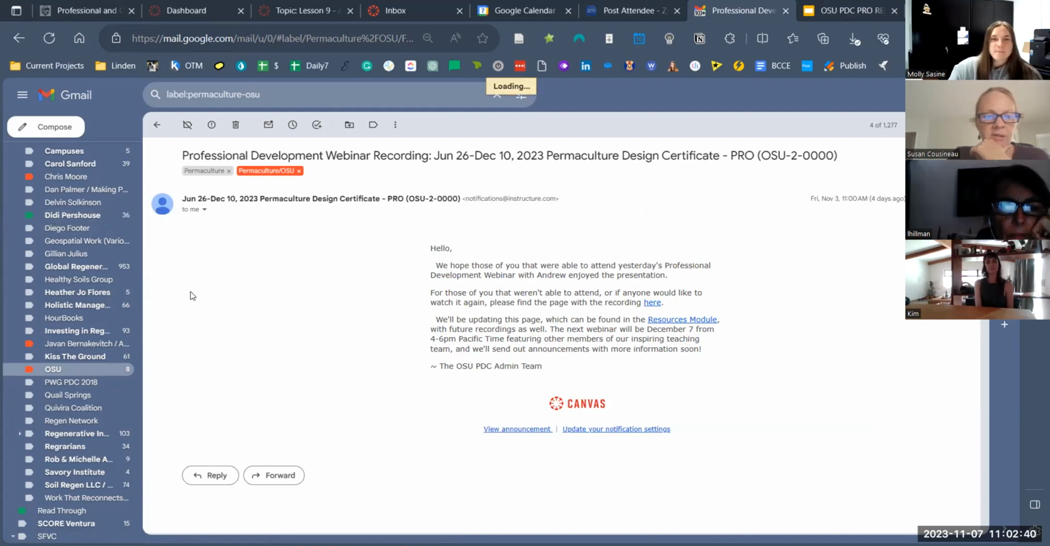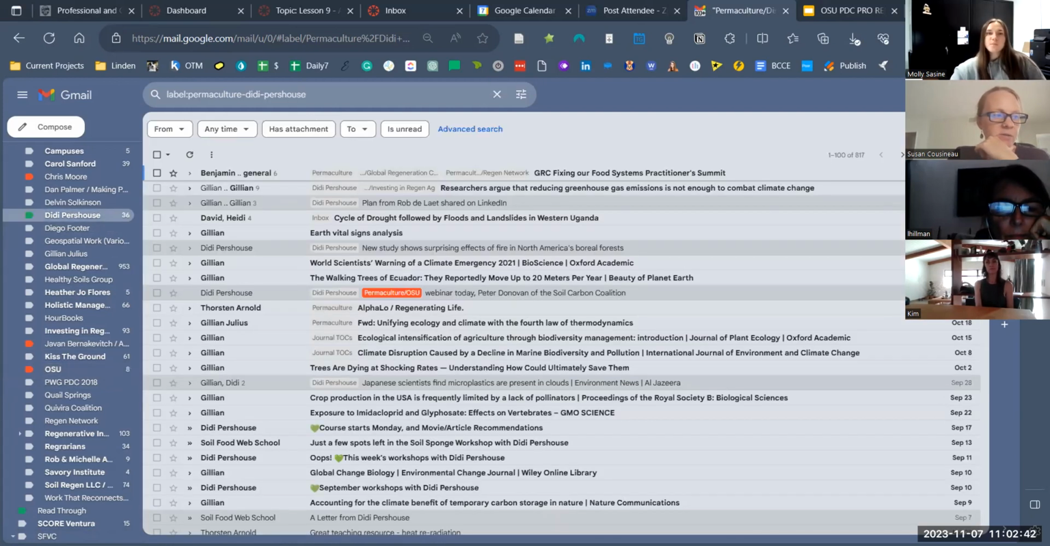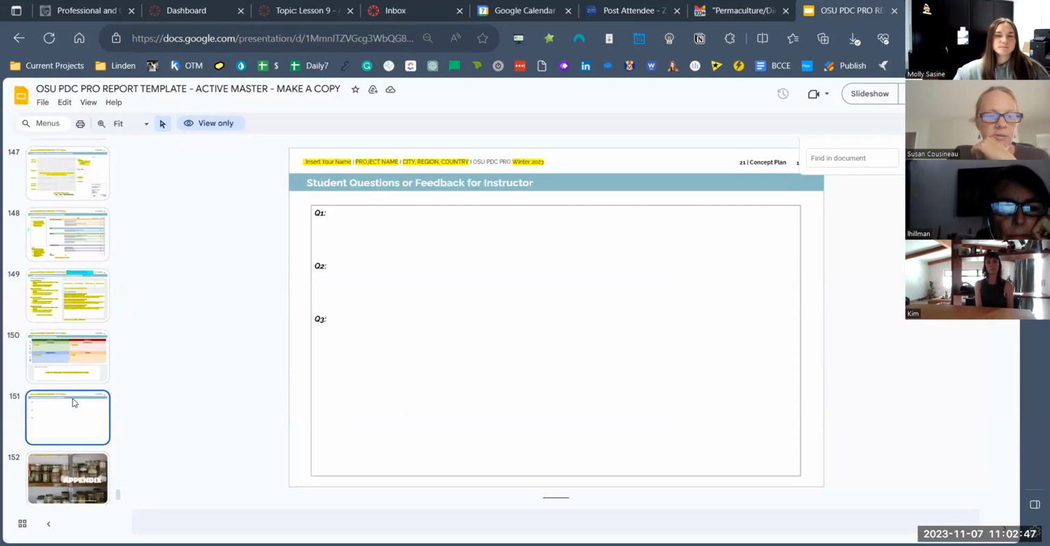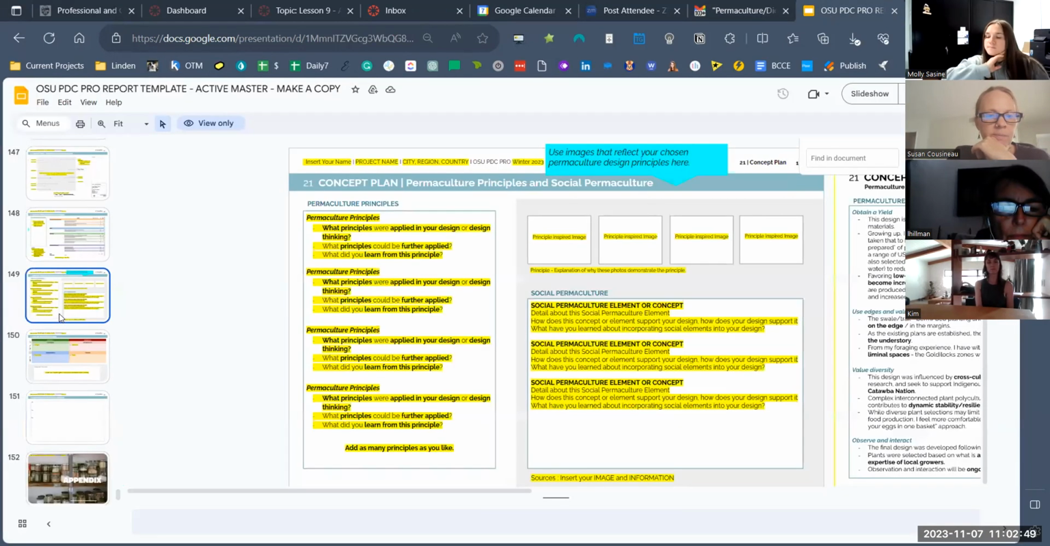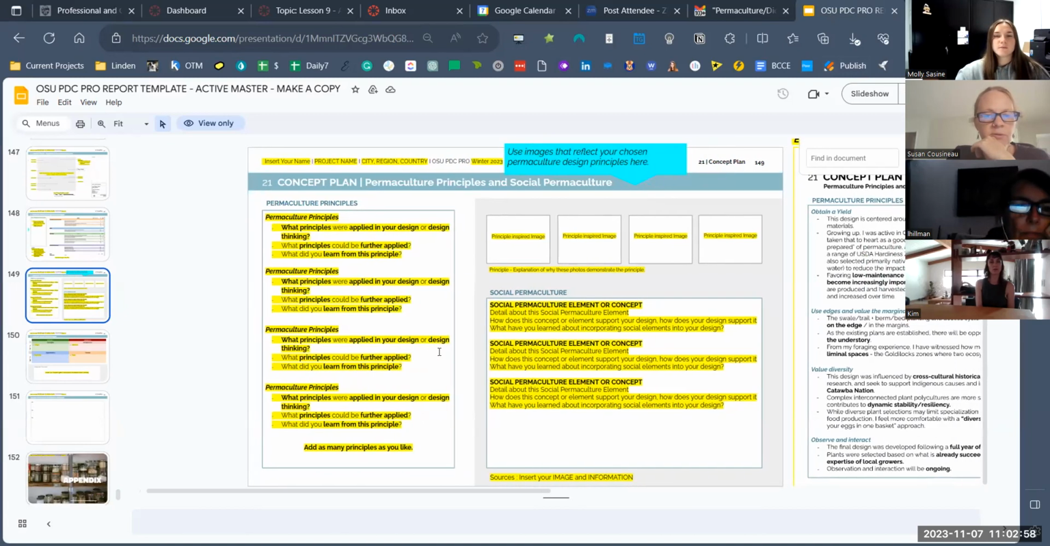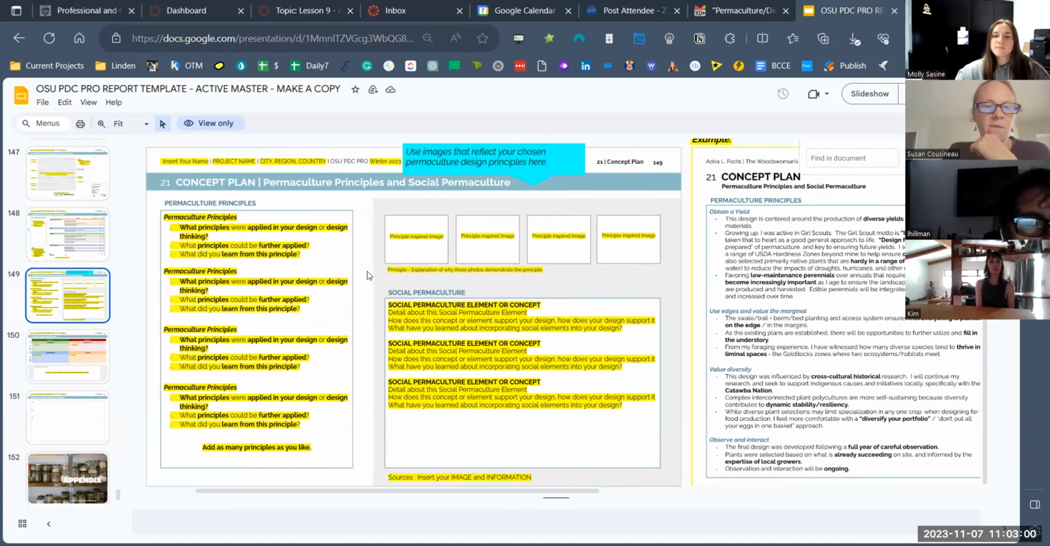Okay, I'm trying to see if there's anything else that would be helpful to you guys. Principles. Do you feel confident finding where the permaculture principles were in the course? Oh, is this for the last bit? Can I just ask about the last slide on the Zone 1 design bit?